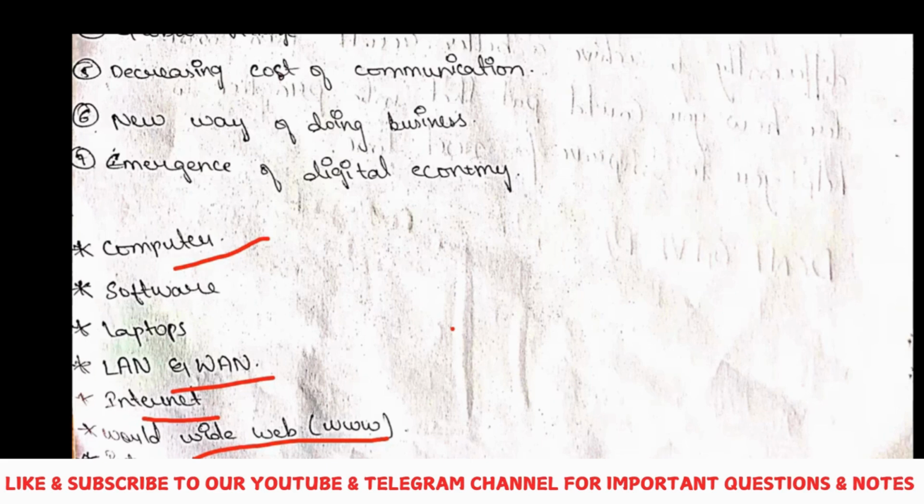Software, laptops, you can write down. LAN and WAN, I said no. Local area network is there. WAN, wide area network is there. And World Wide Web is there. WWW, we know that one.